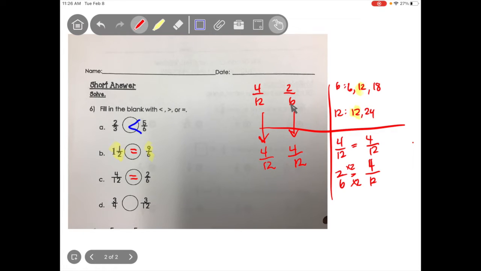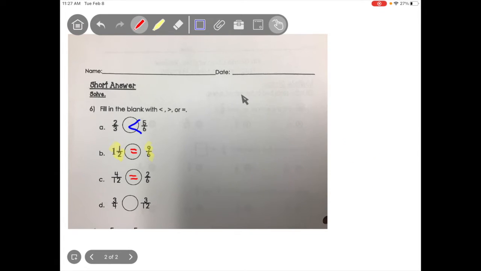Now some of you might be saying, oh, Mrs. Perkins, I saw that really all you had to do is divide the numerator and the denominator by 2 to simplify, and that would have gotten me to 2/6 as well. And I would say, you are right. This is an example of how you could also simplify. And the last answer choice, 3/4 and 3/12.